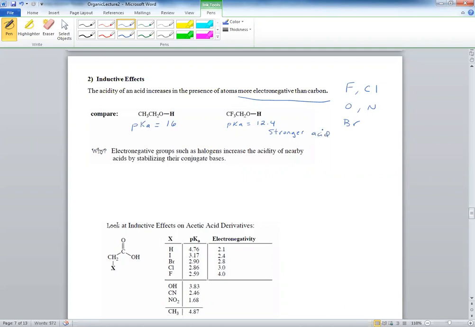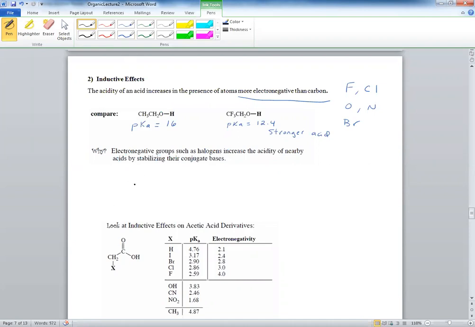So the question is, how do we explain that? So what happens is that we say electronegative groups such as halogens increase the acidity of the nearby acids by stabilizing their conjugate bases. So the only way we can understand this is by actually drawing the structure. So let's draw the structure.